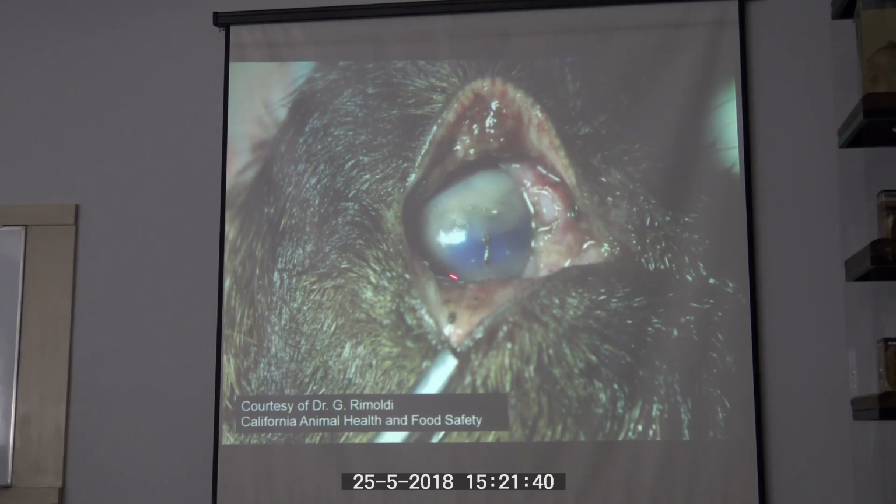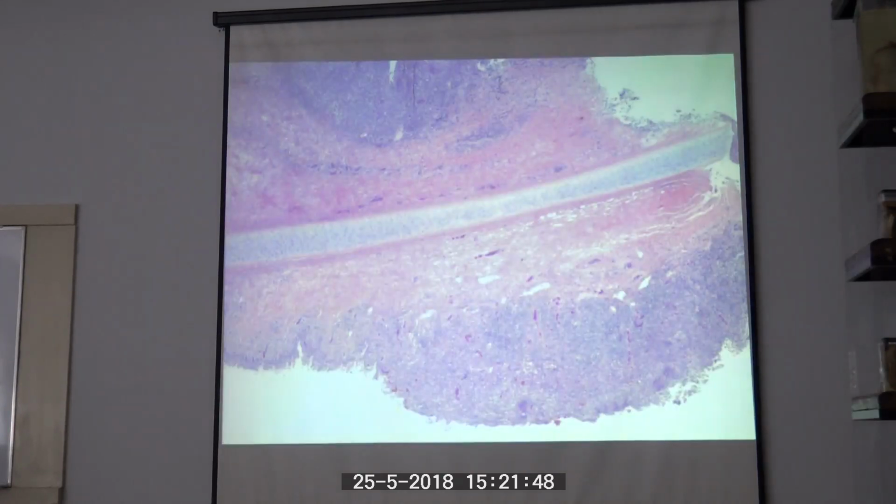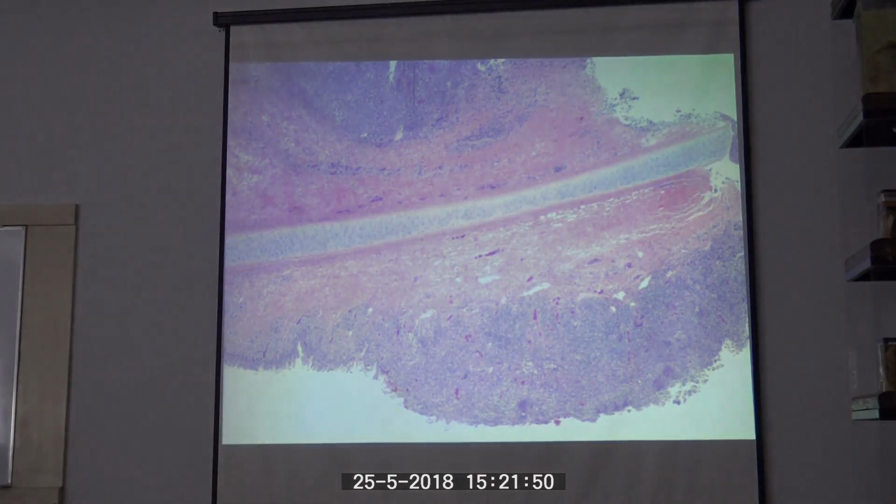And you can see that we have some corneal edema, and it seems like we also have some inflammation within the eye. But the conjunctivitis is really the main problem. And here we have a picture of the third eyelid. So here you can see the cartilage of the third eyelid. And we have abundant inflammatory cell infiltrate here and here.